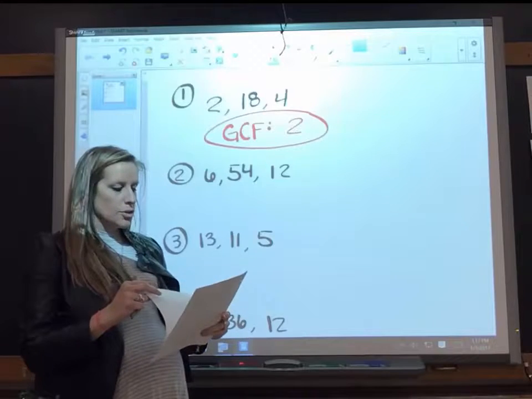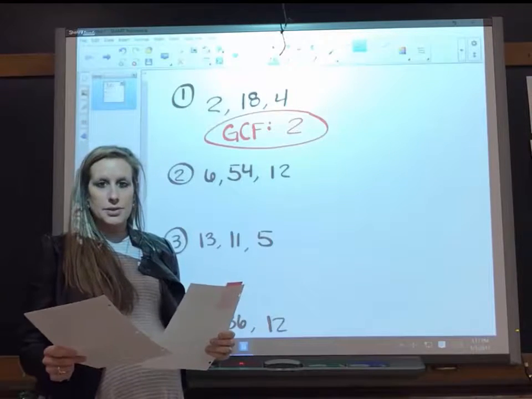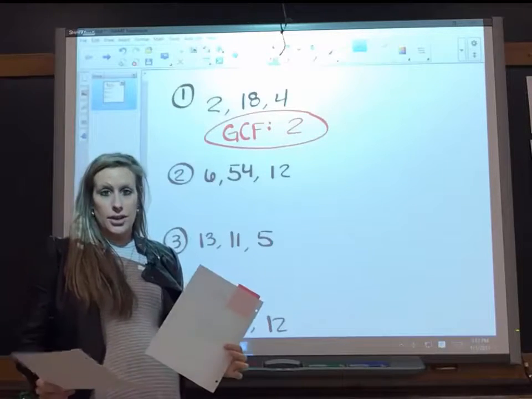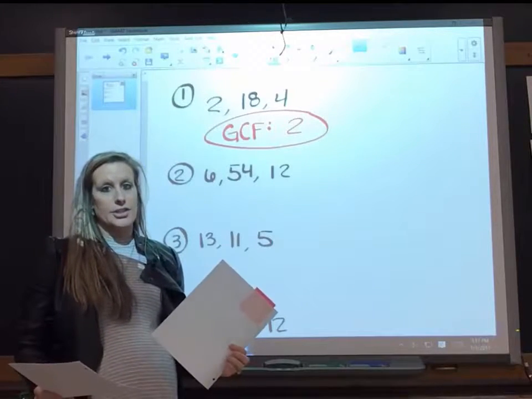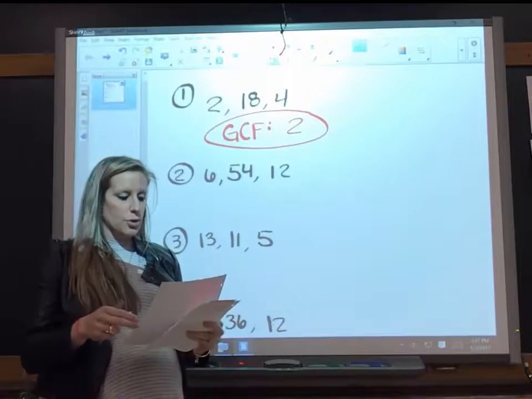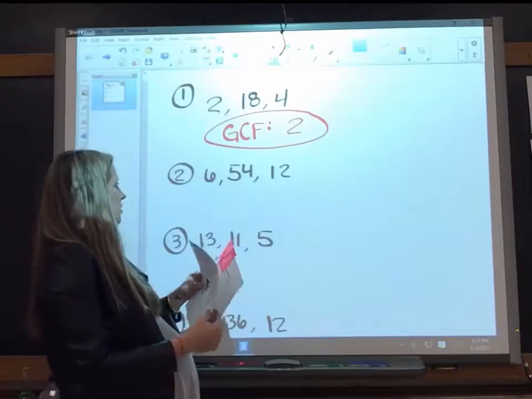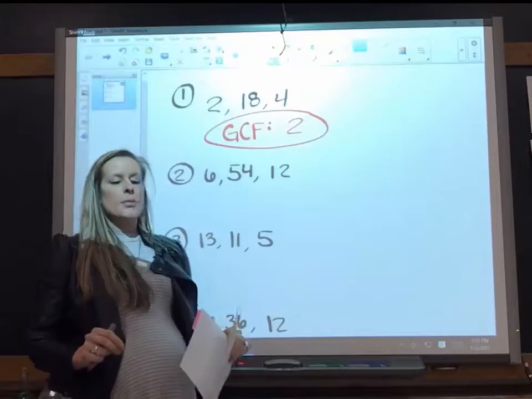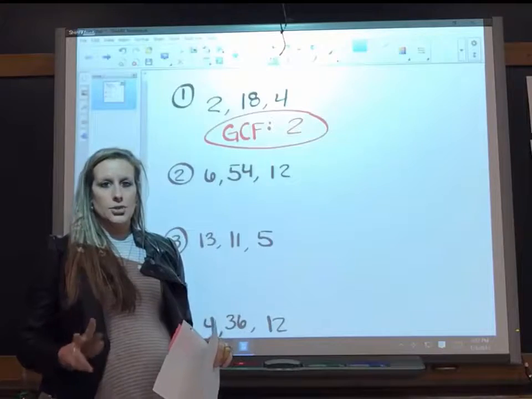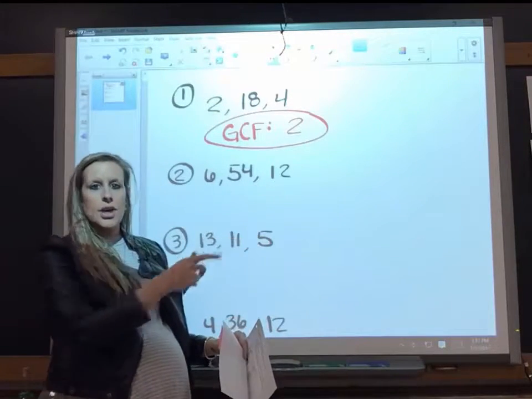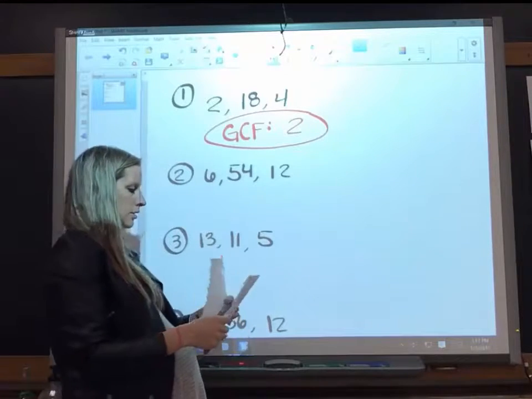Now, you should have gotten calculator steps with your notes. So there is a way to have your calculator tell you what the greatest common factor is. And so I went ahead and wrote those steps down for you. So let's try it on number 2 with the calculator. And the thing about the calculator is you can only put in 2 numbers at a time. So even though we have 3 numbers, we can only put in 2.